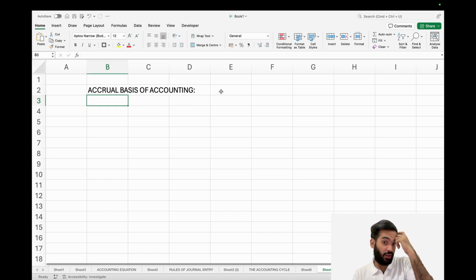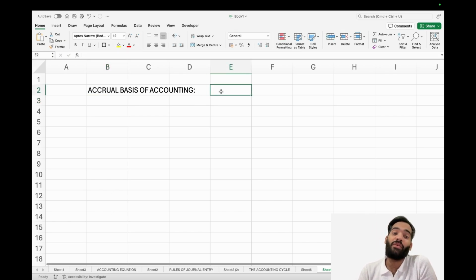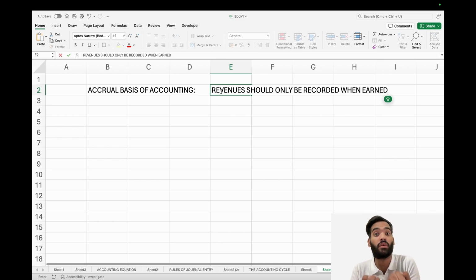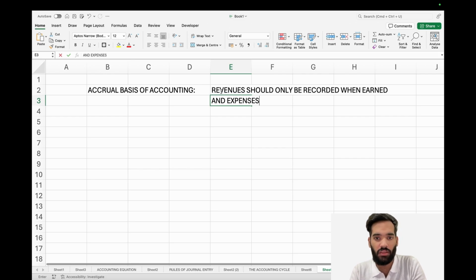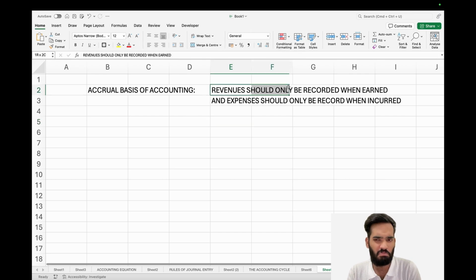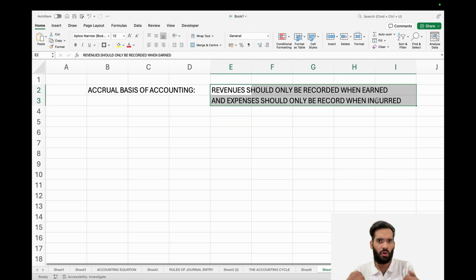So what does accrual basis of accounting mean? Please remember, nowadays we use accrual basis of accounting. It basically means that revenues should only be recorded when earned, meaning when you have done the work, and expenses should only be recorded when incurred, meaning when you've used them, not when you pay the money. So if you notice, there's no mention of money. It's just revenue is recorded when you do the work, expenses are recorded when you use them. Why is this a great rule of doing accounting? Because this helps us keep everything so accurate, you know.